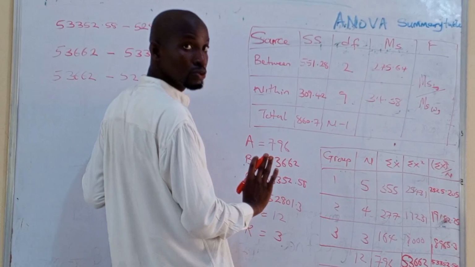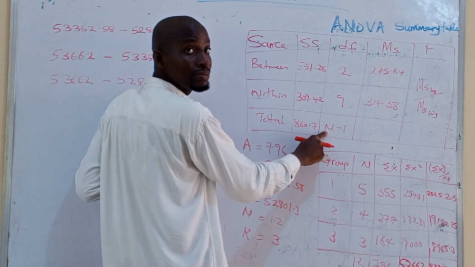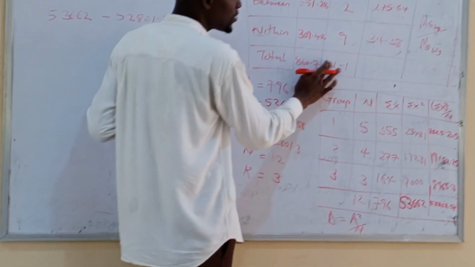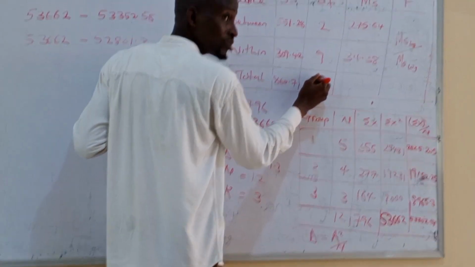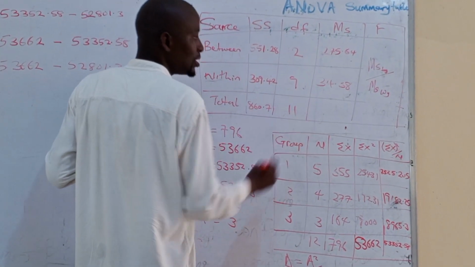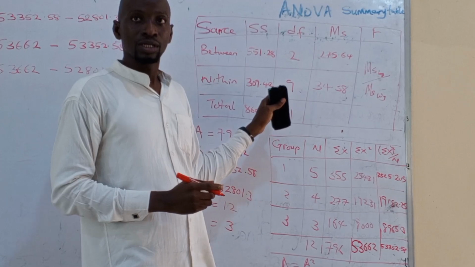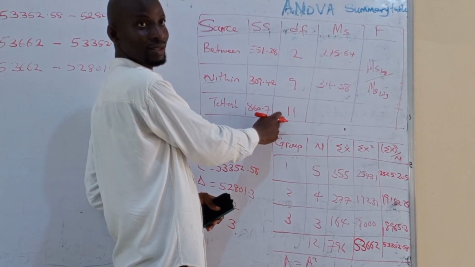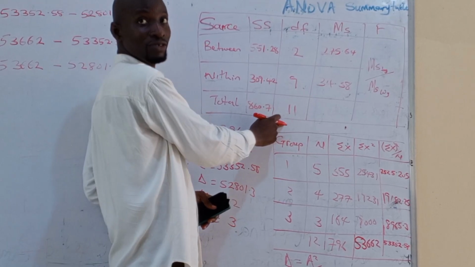860.7. Good. What is our n? 12. 12 minus 1 will give you what? 11. Now this year you will know whether you are right or wrong. The sum of these two must give you this. This plus this must give you this.